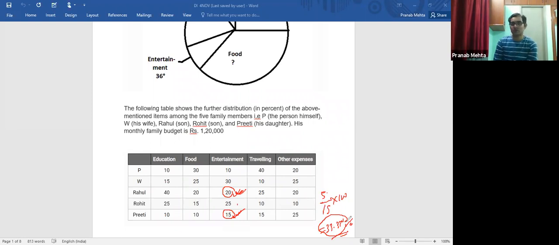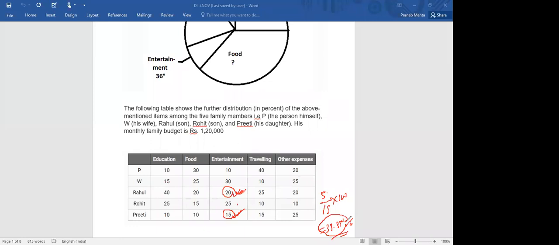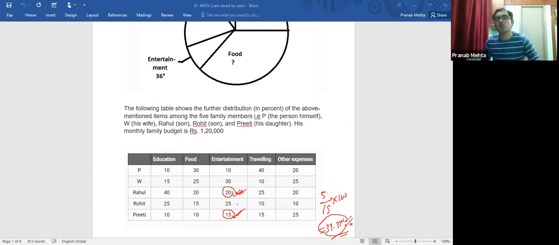Any idea why we can do this? Think and tell me. Sir, since they're asking the percentage increase, we can directly take it as percent. Once you have solved ample questions, your mind will start working like this. Here we are talking about 20% of entertainment and 15% of entertainment, so everything is to the base of entertainment. That is why entertainment gets cancelled, so you can use it directly.